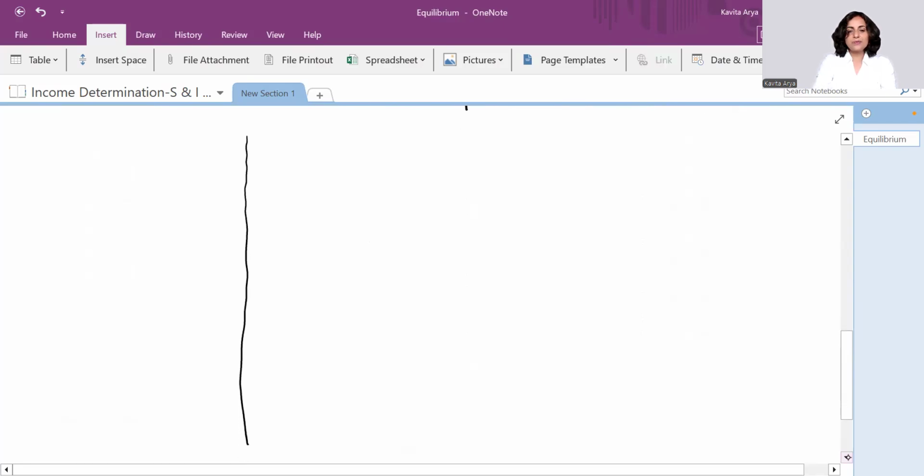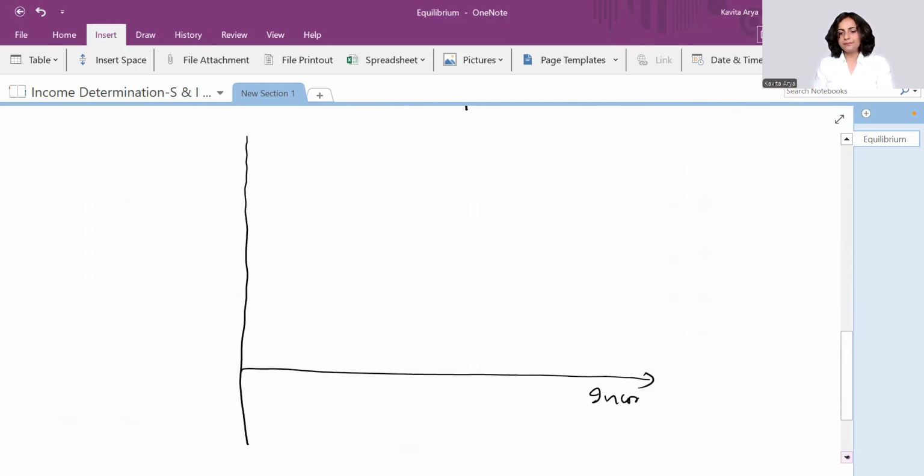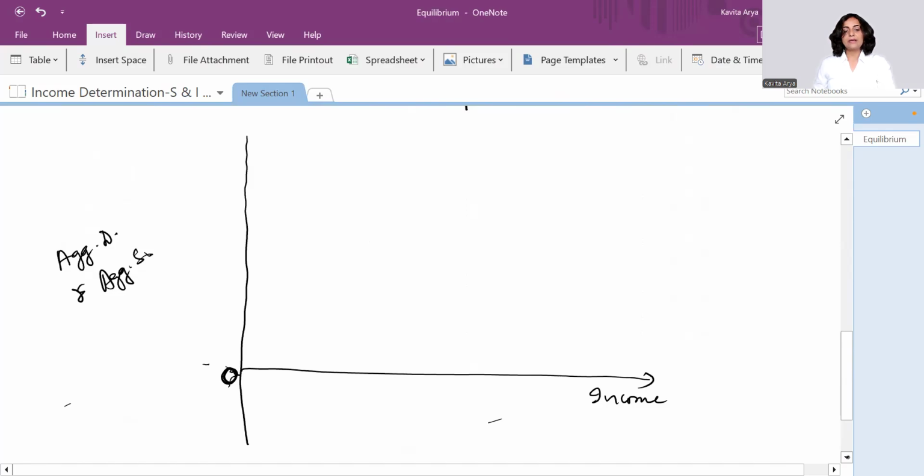So this is my diagram. Here, I'm just trying to make X and Y axis first. And this is income. And here you can write aggregate demand and aggregate supply, because the rest all are the components of aggregate demand and supply, C, I, S, and whatnot. This is the origin point. Now, how do we go about it? Let us go one by one. Investments are autonomous in nature. I'm writing I.